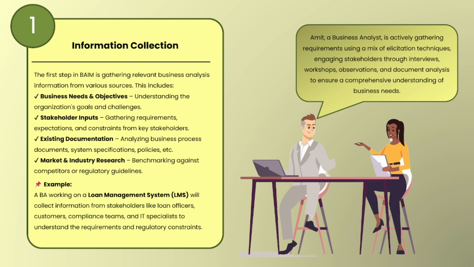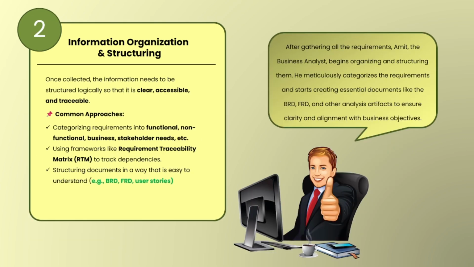So for example, as usual, here the loan management system is provided for this particular information collection. A BA working on a loan management system will collect information from stakeholders like loan officers, customers, compliance teams. Yes, we have already seen this in the past, and IT specialists, to understand the requirements and regulatory constraints. So this is the very first step of BAIM, and we actually follow this in our business analysis course right from the beginning. Then next is information organization and structuring.